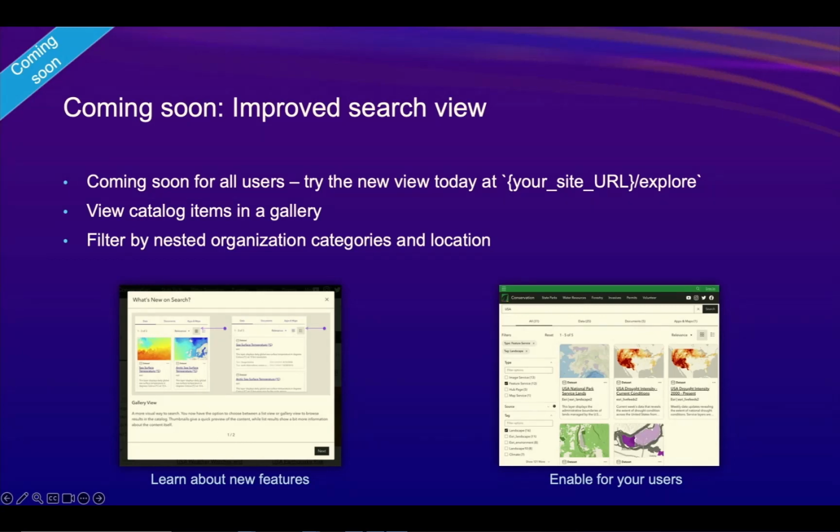If you're authenticated, you'll see a prompt when you go to search to try out the new experience, and you can always toggle back and forth between the classic and the new one to see some of the major features. Some of the biggest highlights will appear in a modal when you first land on that page. You can view content in a gallery, not just a list. You can filter by nested organization categories. There's a location facet as well for filtering by location, the extent of the items in there.